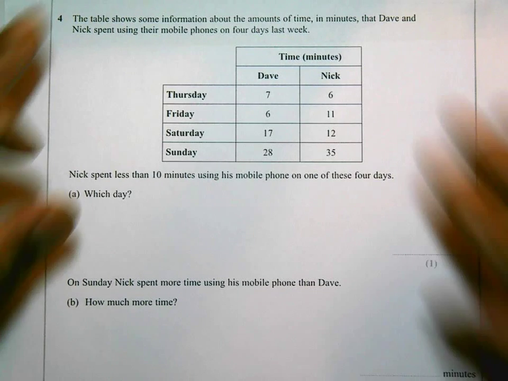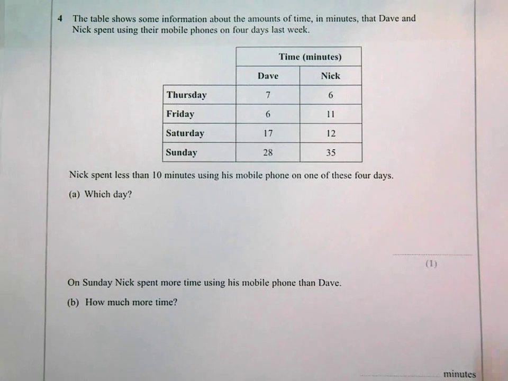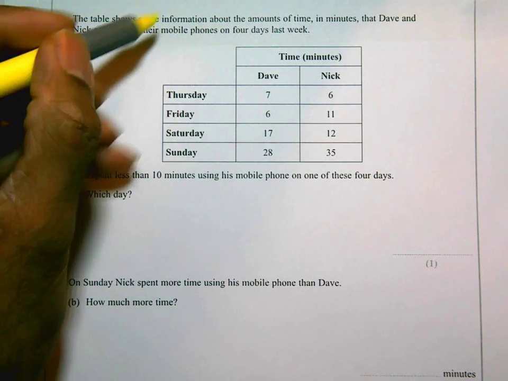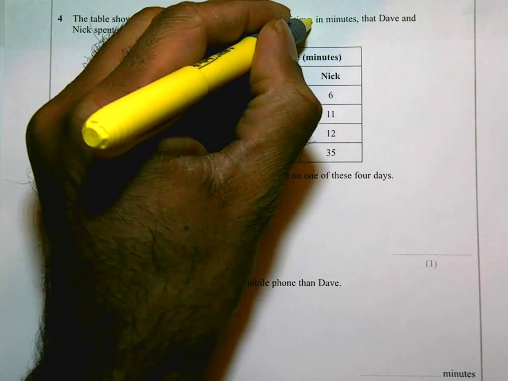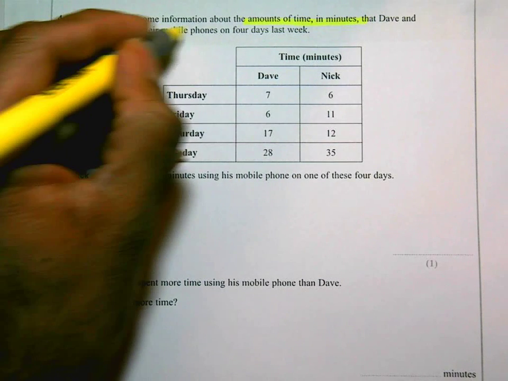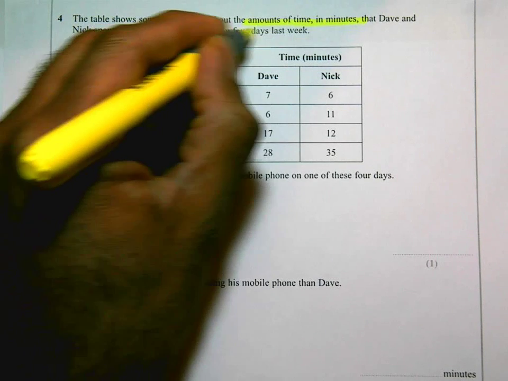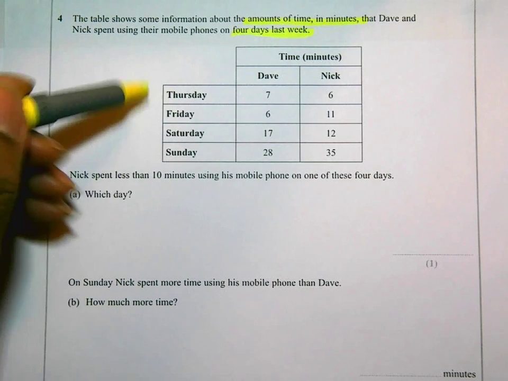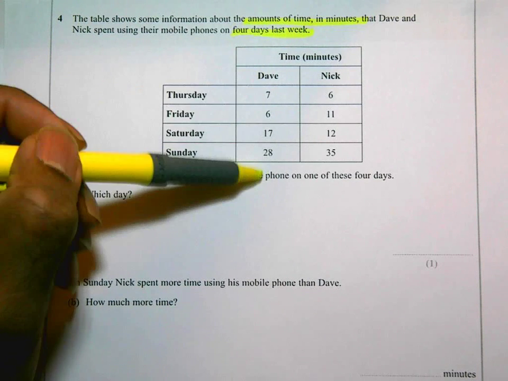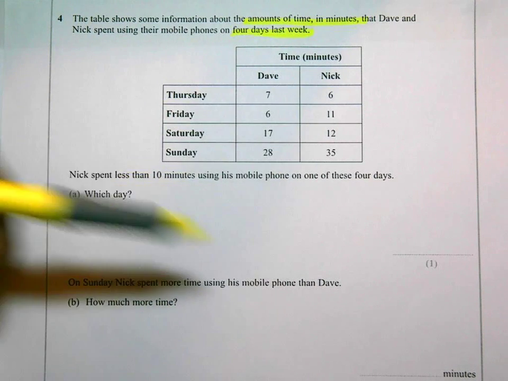Okay, here's question 4 on the foundation calculator paper. The table shows the information about the amounts of time, so it's amounts of time in minutes, that Dave and Nick spent using their mobile phones on 4 days last week. So there are the days: Thursday, Friday, Saturday, Sunday, and that's the amount of time that Dave spent, that's the amount of time that Nick spent.